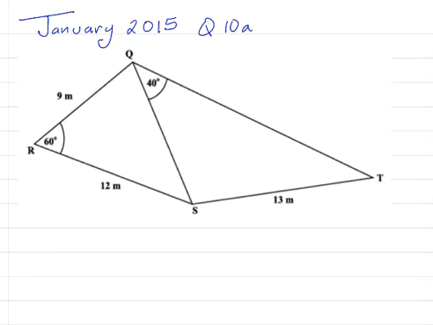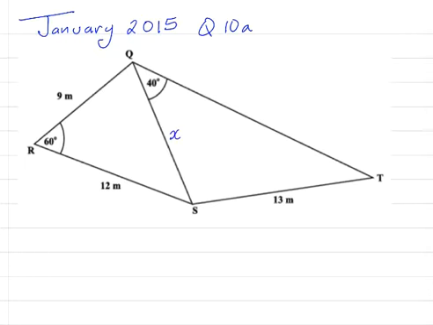Alright, first thing, to find QS, I'm going to have to use information from triangle QRS. Triangle QRS is a non-right angle triangle, and the tools for solving a non-right angle triangle are the sine rule and the cosine rule. So we're asked to find QS. I'm going to call it X.